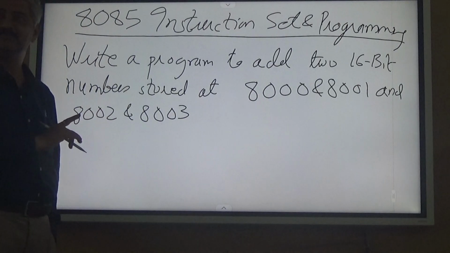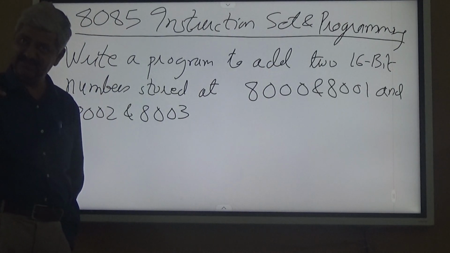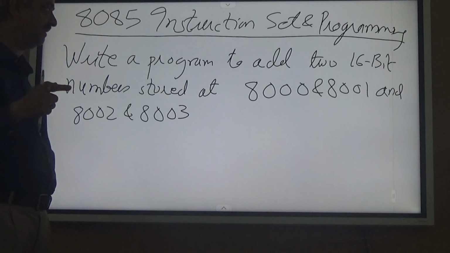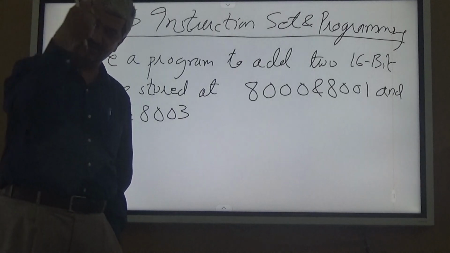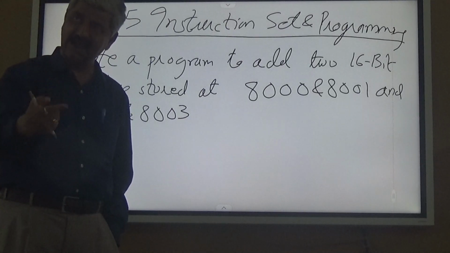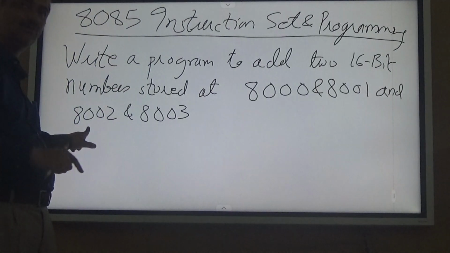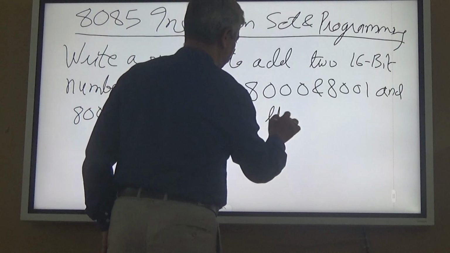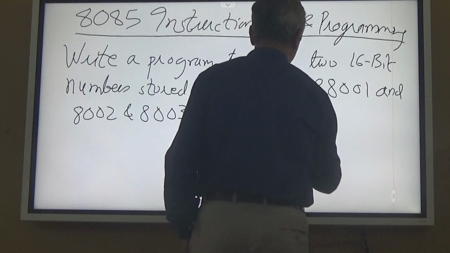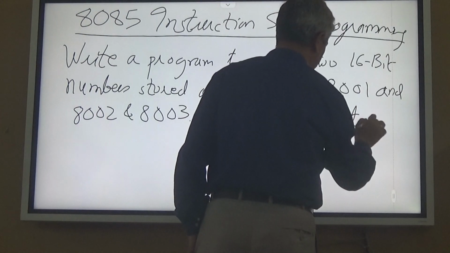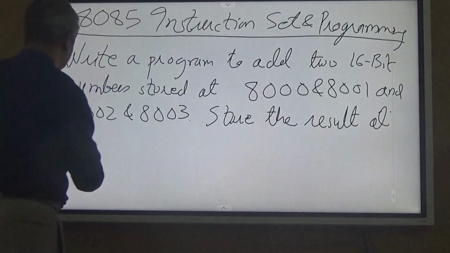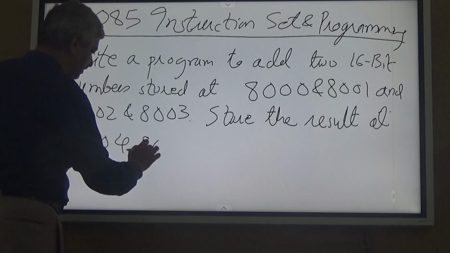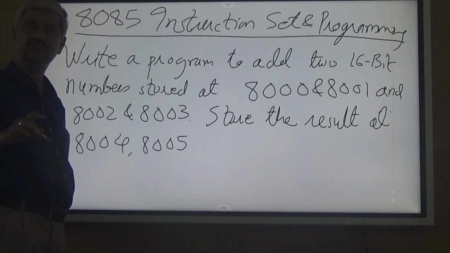You understood this? First 16-bit number is, each memory location is 8-bit. So first 16-bit number is stored at 8000 and 8001 with lower byte at 8000 and higher byte at 8001. Second is stored at 8002 and 8003. Full stop. Store the result at... What should be? Can you complete? Store the result at 8004, 8005. Is it enough? Is it enough?